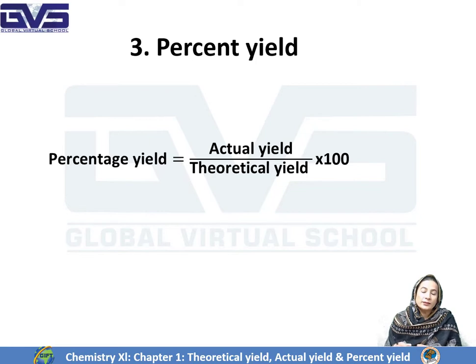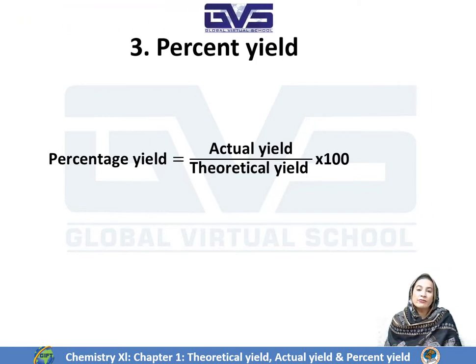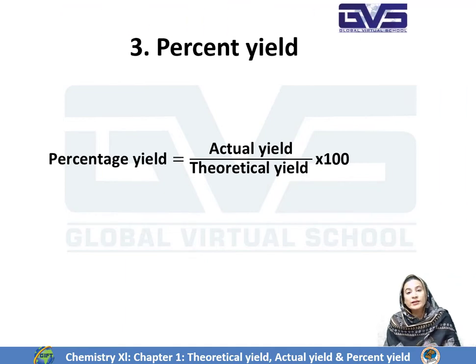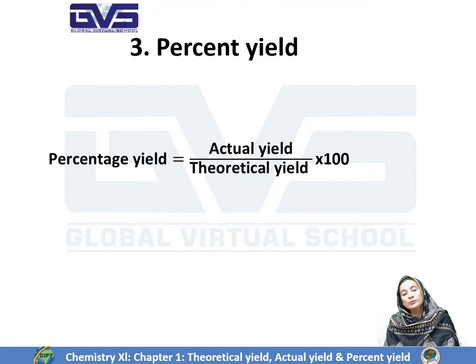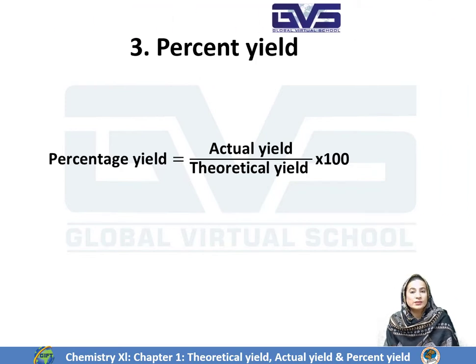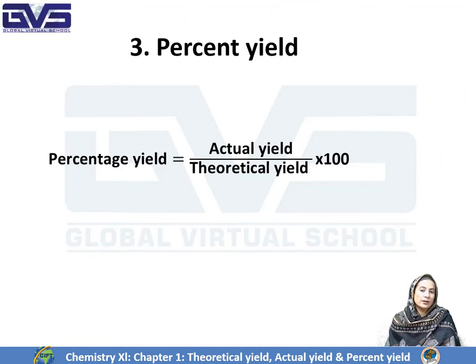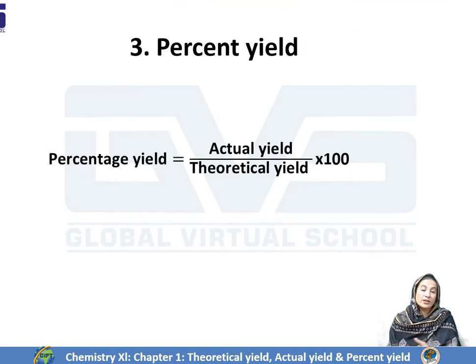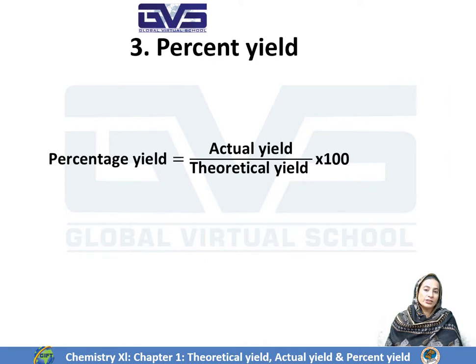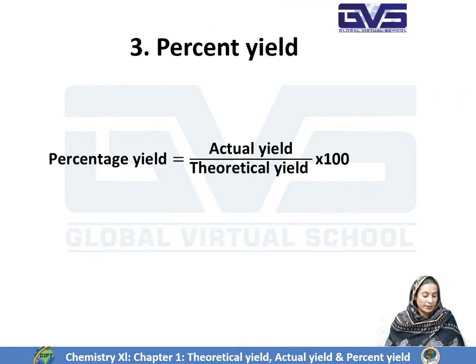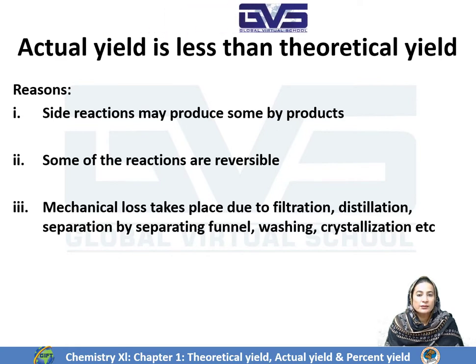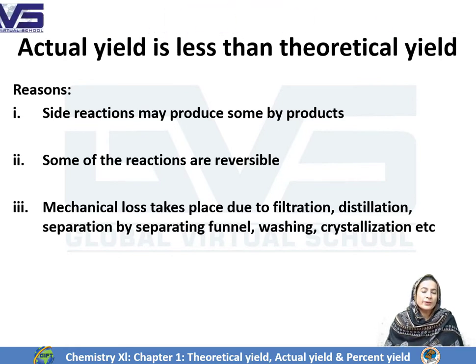So a scientist is more interested in the efficiency of the reaction, how efficient this reaction is. What is the percentage? Dividing the actual yield by the theoretical yield and multiplying by 100 gives the percentage yield. If the reaction is more efficient, then he will go for that reaction. But if the reaction is not economical, not efficient, then he will not go for that reaction. Actual yield is always less than theoretical yield. The reason I have already mentioned to you.